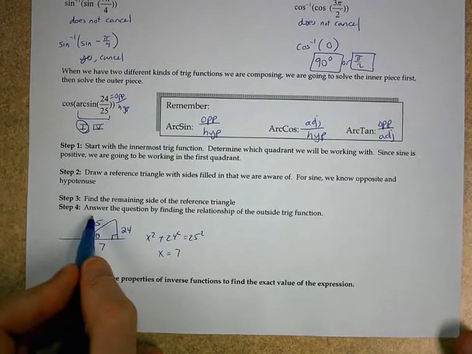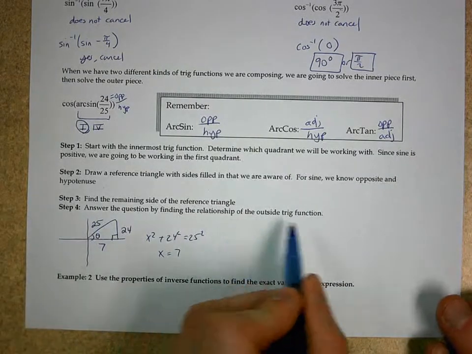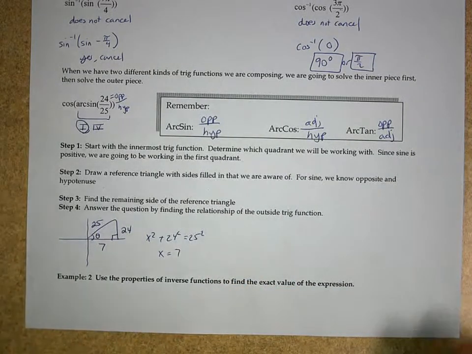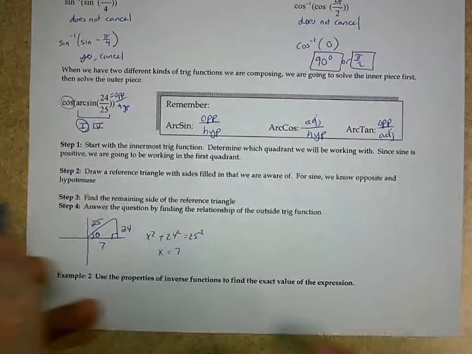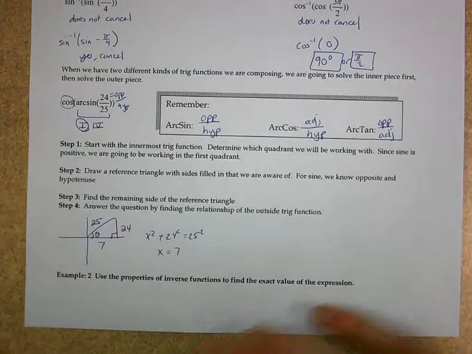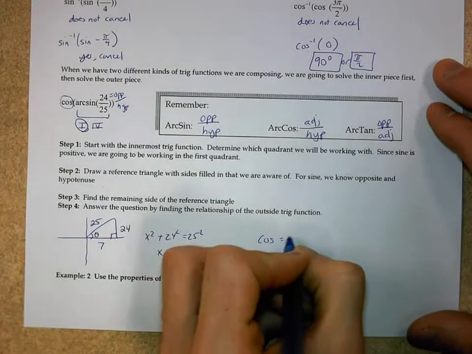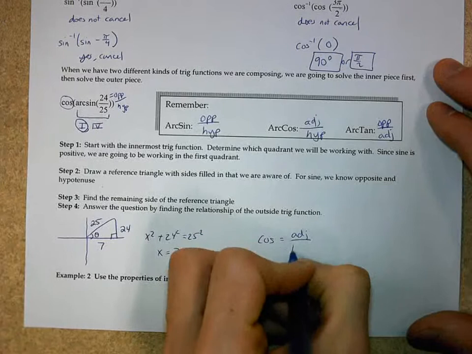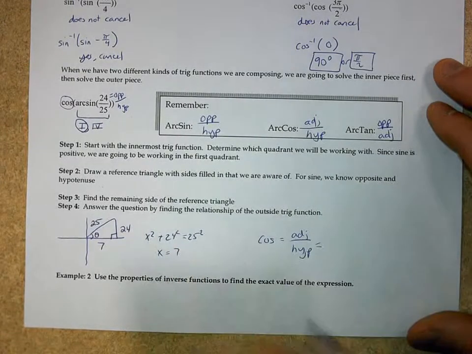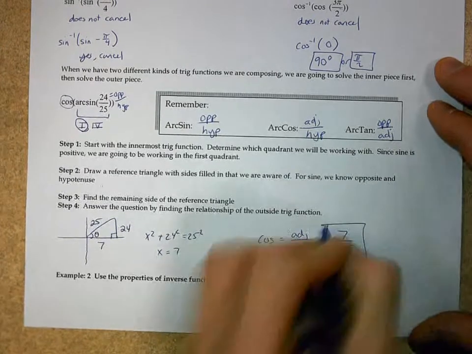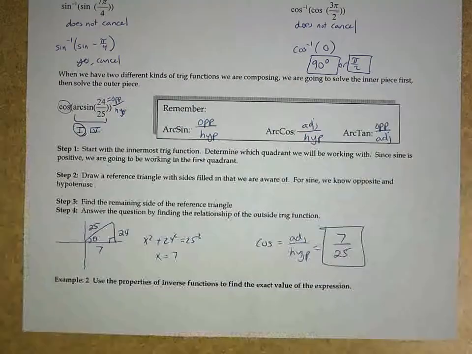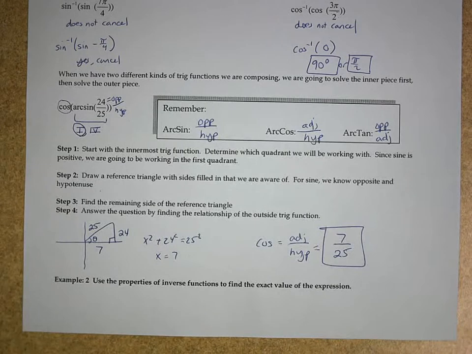And the final piece is answer the question by finding the relationship of the outside trig function. Originally, I was asking for the cosine of the arcsine. Now that I've got this entire triangle set up, I know the cosine is the adjacent over the hypotenuse. So the cosine of this triangle is going to be 7/25. So once I've got my innermost trig function simplified, I'm then going to go to the outer trig function to simplify.